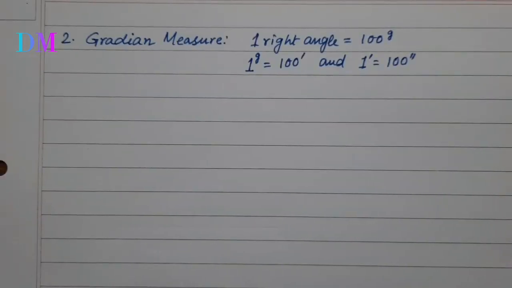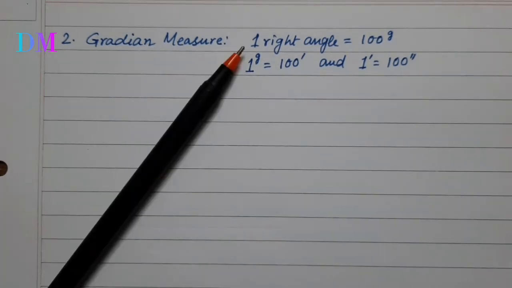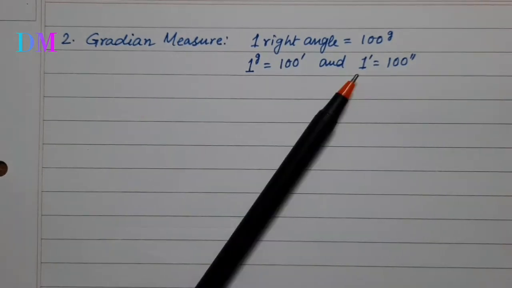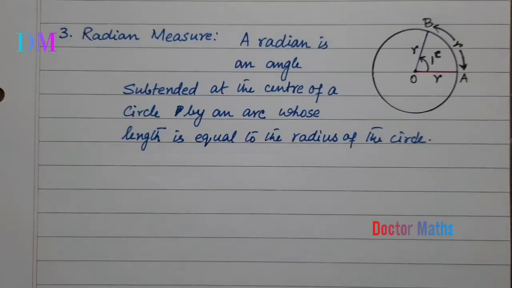Now the second one is the gradient measure. Here one right angle equals 100 grades, and 1 grade is divided into 100 parts, which gives 100 minutes, and 1 minute will be equivalent to 100 seconds. Now the third one is radian measure.